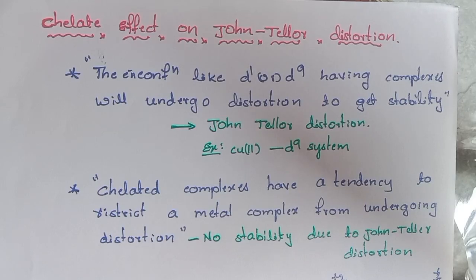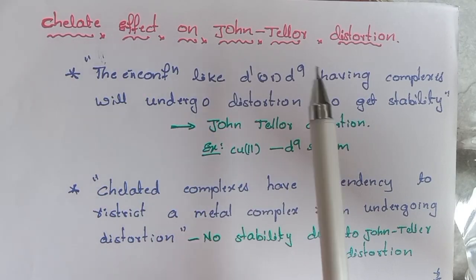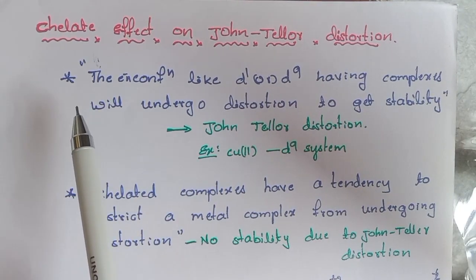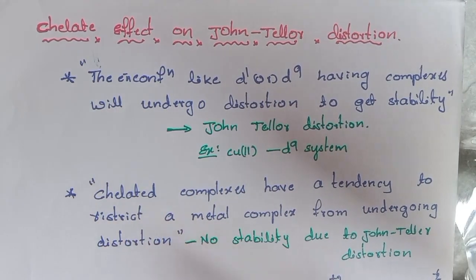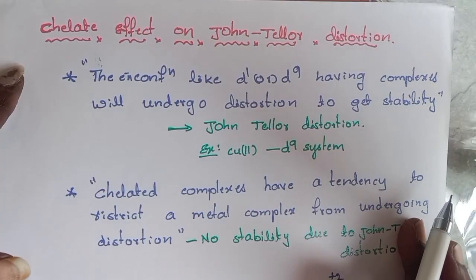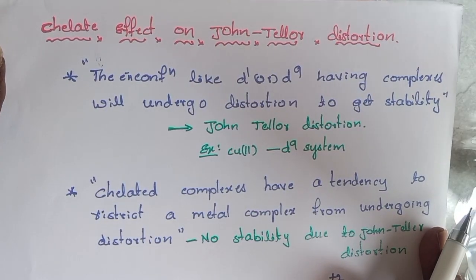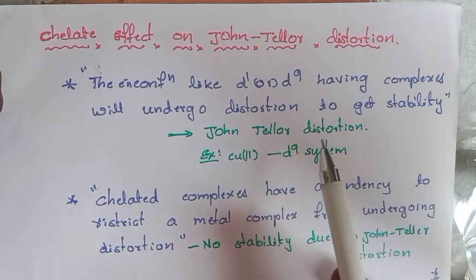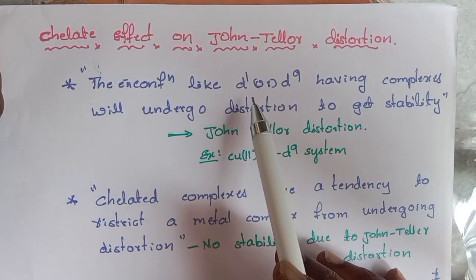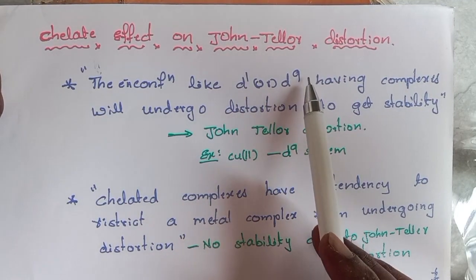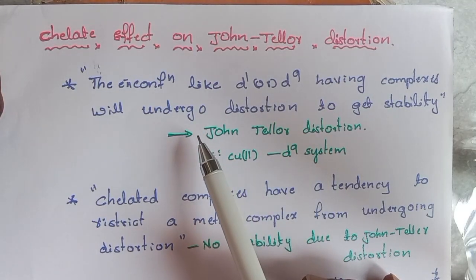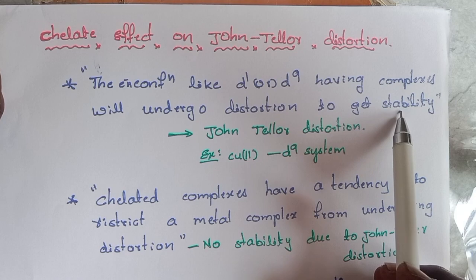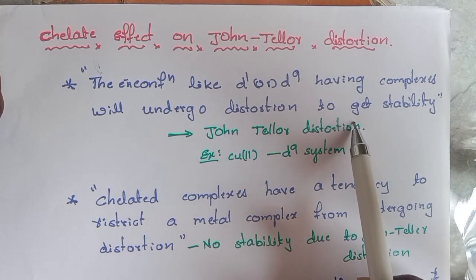Today we're going to discuss the chelate effect on Jahn-Teller distortion. Here we're going to see how the chelate effect affects the stability gained by Jahn-Teller distortion in chelated complexes. Complexes with d1 or d9 electron configurations will undergo distortion to gain stability. That is called Jahn-Teller distortion.